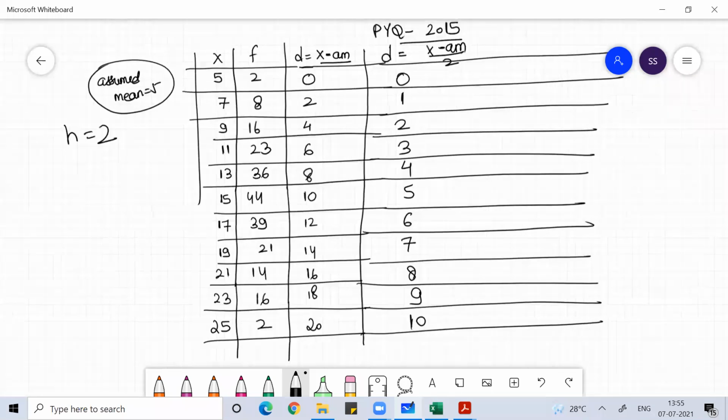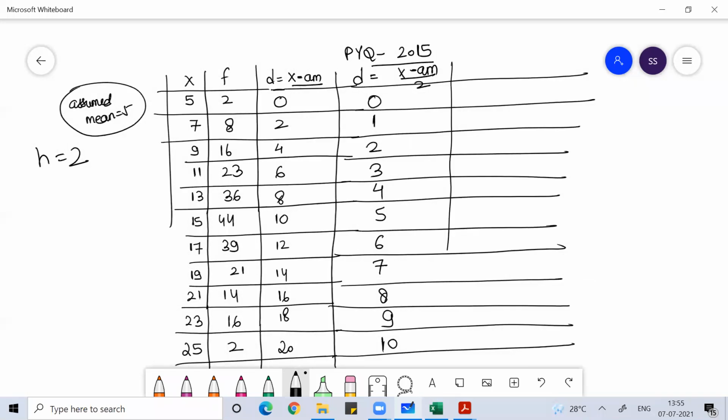The purpose of doing it like this is to make our calculation easy. Without a calculator, how can I do it fast, that is our overall intention. So I can find f into d. f into d is 0, then 8 into 1, 8, then 16 into 2 is 32, 23 into 3 is 69, 36 into 4 is 144.